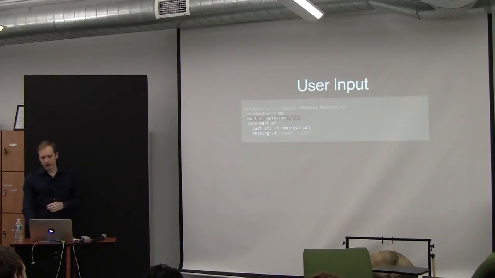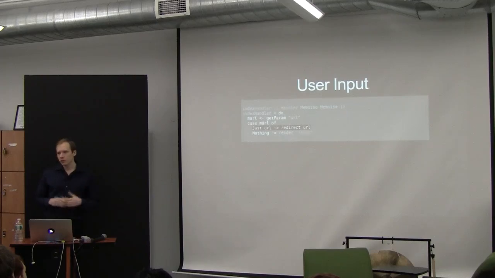GetParam is a function that will return a Maybe value. This is where we get that Nothing value from. So in Haskell, you don't have null and everything else. If you want a type to be optional, you have to specifically make it optional. And the way we do this is with the data type Maybe.